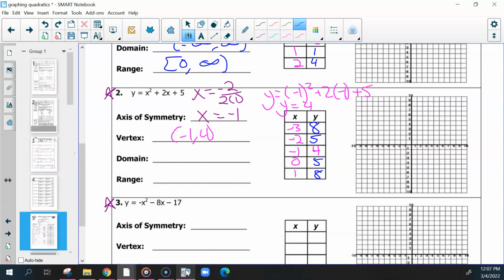And then we can graph these 5 points. -3, 8. -2, 5. -4. 0, 5. 1. And then this would make my U shape facing up.